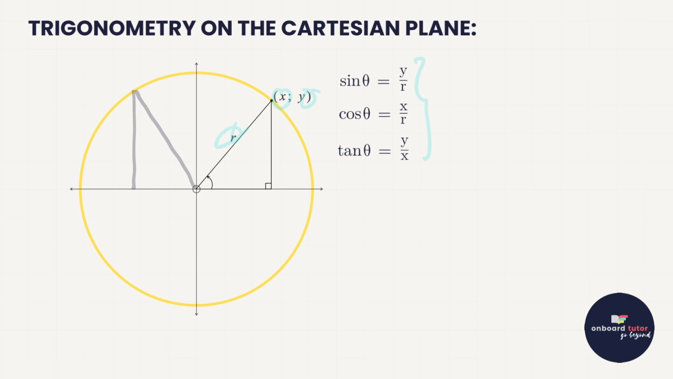But also, we need to know that Pythagoras states that x squared plus y squared is equal to r squared. And so we get these specific questions that we like to call Pythagoras-type questions, where we bring a trig ratio like this onto the Cartesian plane, and we solve without using our calculators.